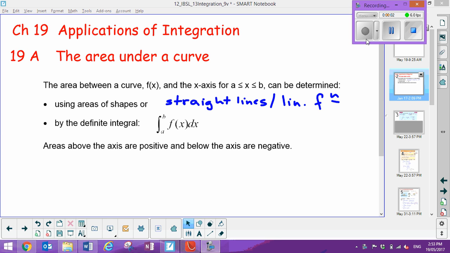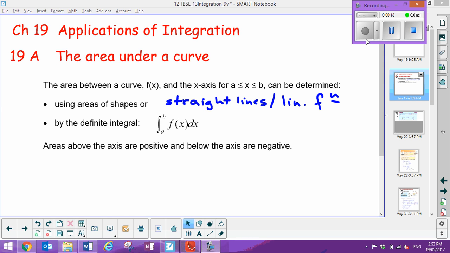Hello IB, welcome to chapter 19 where we do applications of integration. So 19A looks at the area under a curve. It's just a short section and it pretty well goes over what we were looking at earlier. You've probably explored lots of these things already in chapter 18.